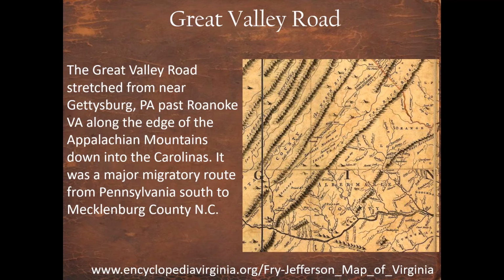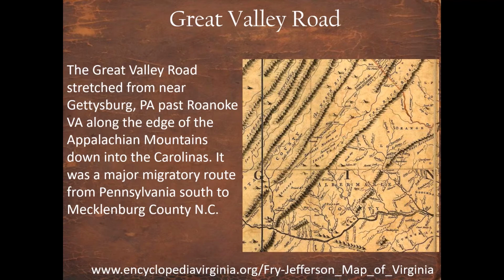There's a falling out with Covenanter Presbyterians, and a large group of them decide that they're going to travel south along the Great Valley Road. So a lot of your ancestors might have done this as well. If they were in Pennsylvania and New York, and then a generation later you all of a sudden find them in Charlotte, North Carolina, this is how they got there.